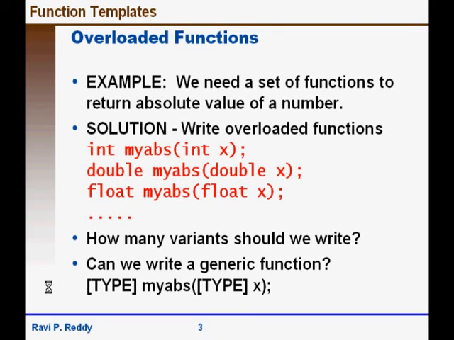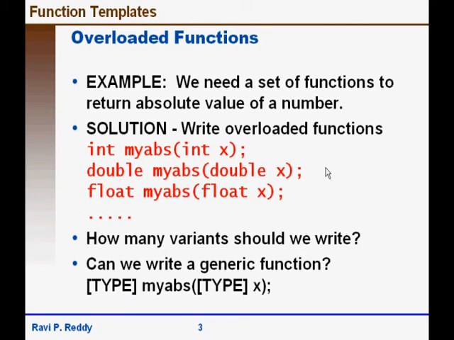Let's look at a simple problem. We need a set of functions to return the absolute value of a number. One solution is to write a series of overloaded functions. For example, for the integer, we can write int myAbs. Then we can write another version, double myAbs, float myAbs. Each of them returns a certain type depending on the input parameter.